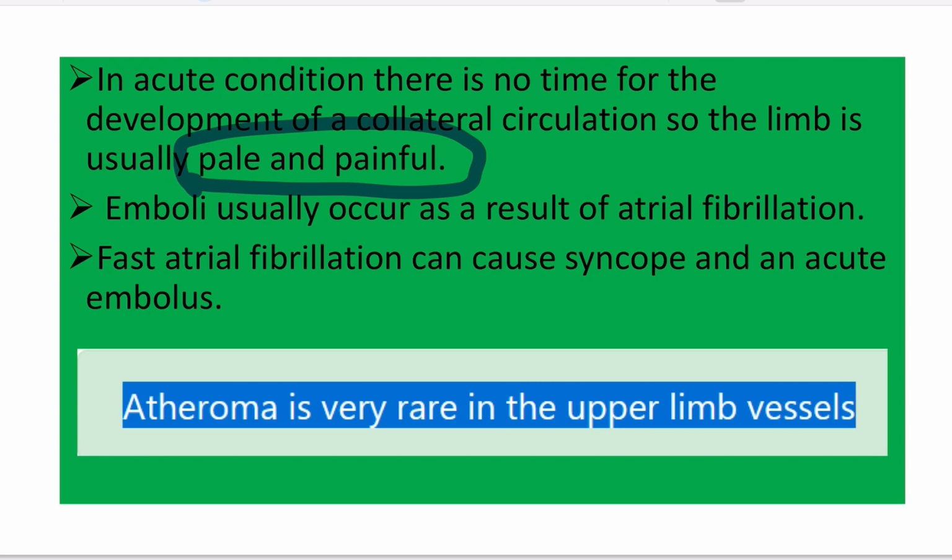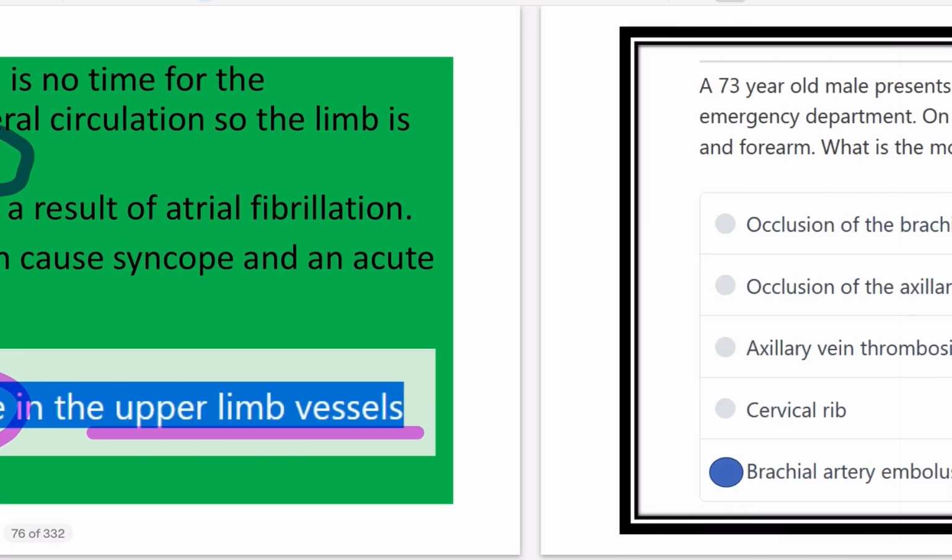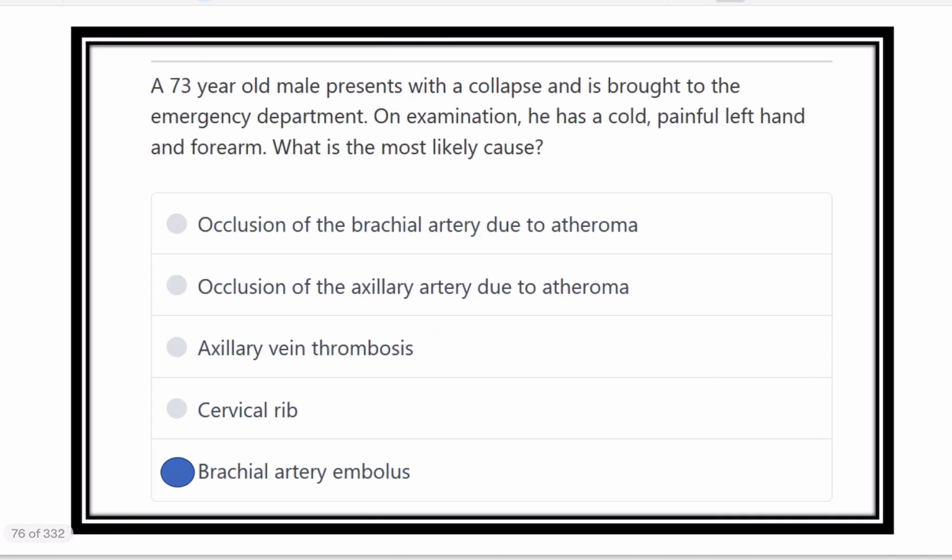Atheroma in the upper limb is very rare, and in the case of atheroma, it develops gradually. So in this condition, collaterals develop, and the symptoms are usually much less. So what is the answer? The answer is the brachial artery embolus.